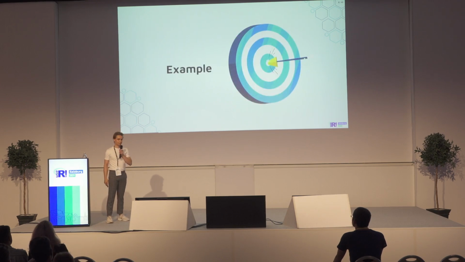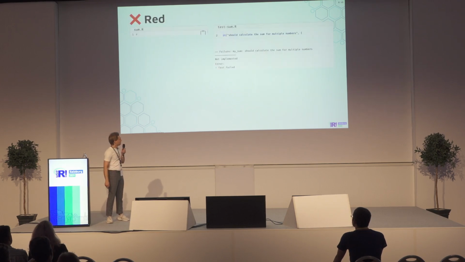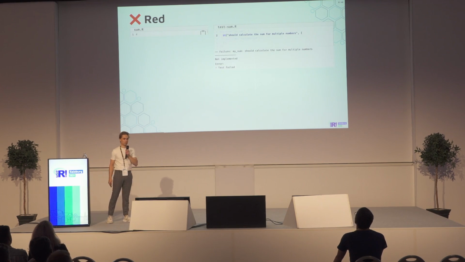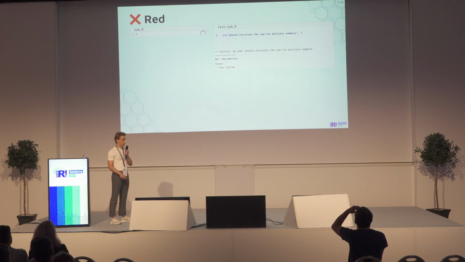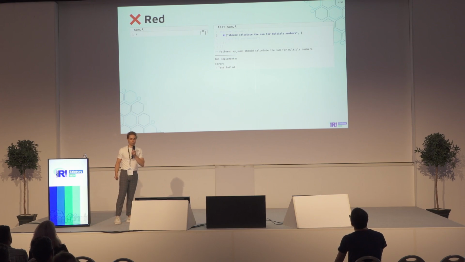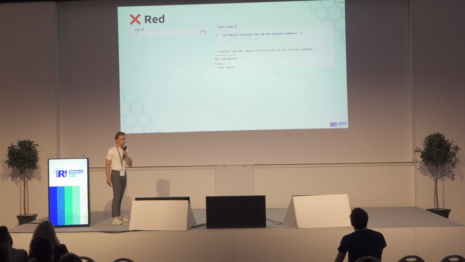So let's take a look at an example. We will implement a simple function that adds numbers together. We will focus on the first behavior. So let's say that we want our function to sum multiple numbers. So how do we do that? And this first step was the most difficult part for me when I was just getting started with TDD, because how can I write a test for a code that doesn't exist yet?